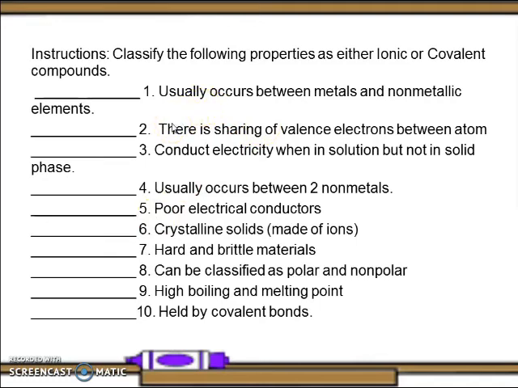3, conduct electricity when in solution but not in solid phase. 4, usually occurs between two nonmetals. 5, poor electrical conductors. 6, crystalline solids. 7, hard and brittle materials. 8, can be classified as polar and nonpolar. 9, high boiling and melting point. And number 10, held by covalent bonds. You may pause the video to answer this.